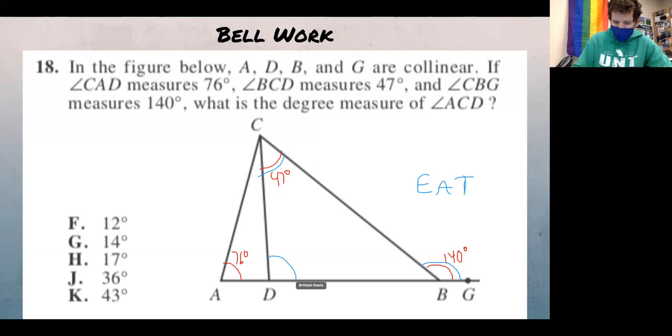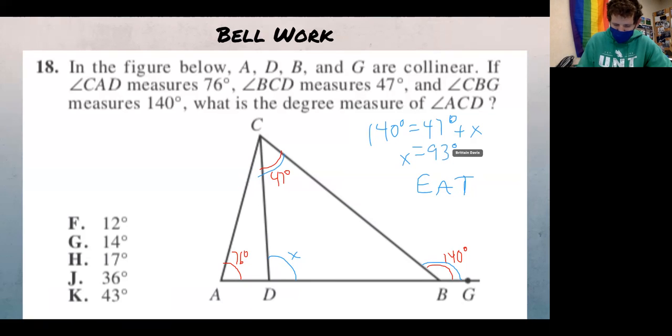So what I can do is say that 140 degrees equals 47 degrees plus, I'll call this angle x. And then I can solve, do the algebra. x will equal 93 degrees. So if I erase this real quick, 93 degrees. Now that I have 93, I can also do another shortcut.